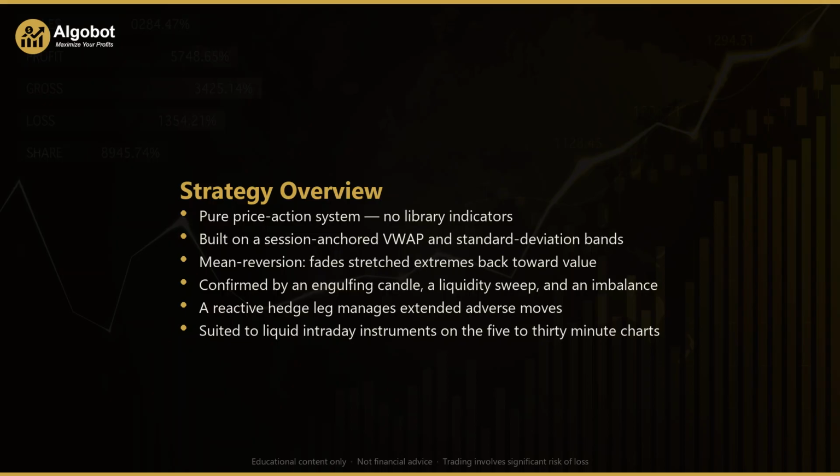Let's start with the big picture. The Session VWAP Engulfing Hedge is described in its own source code as a pure price action system. That means it does not lean on the usual library indicators like moving averages, the relative strength index, or Bollinger Bands. Instead, everything is built by hand, directly from the raw candles.